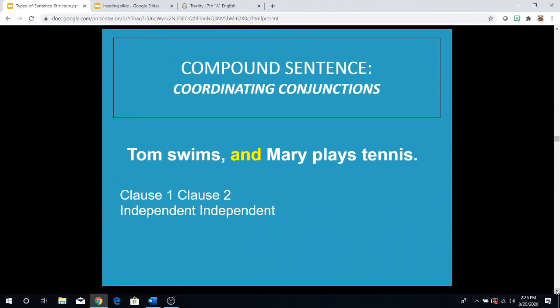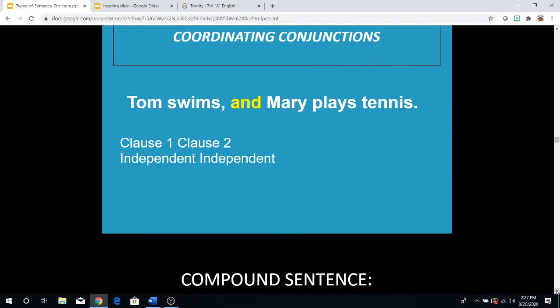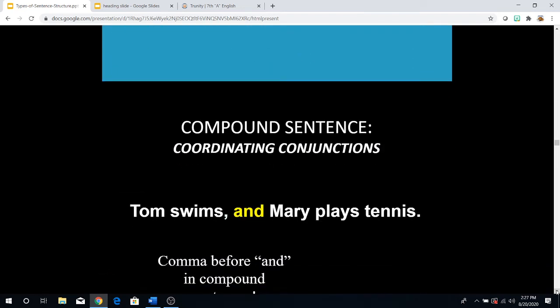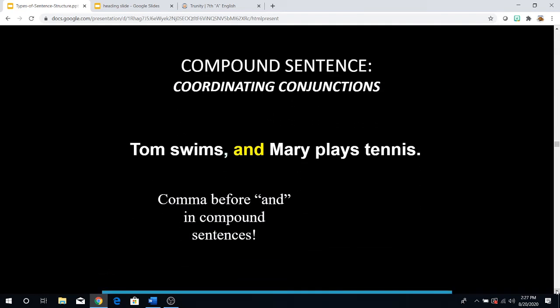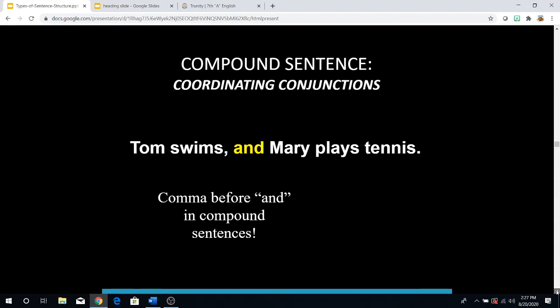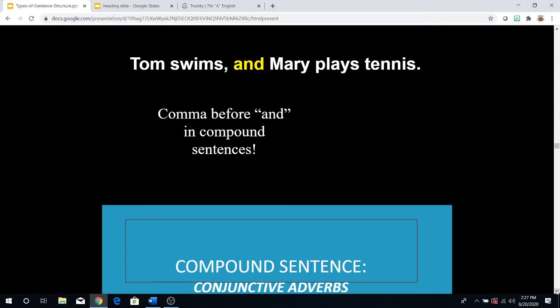Compound sentence with coordinating conjunctions. Tom swims, comma, and Mary plays tennis. Clause 1 and clause 2 are both independent. Compound sentence with coordinating conjunctions. Tom swims, comma, and Mary plays tennis. As you can see, and is in yellow. The comma before and in a compound sentence is very important.